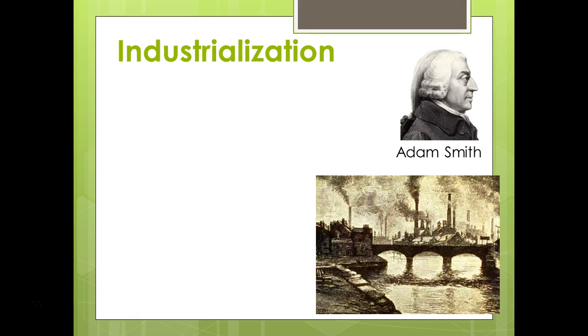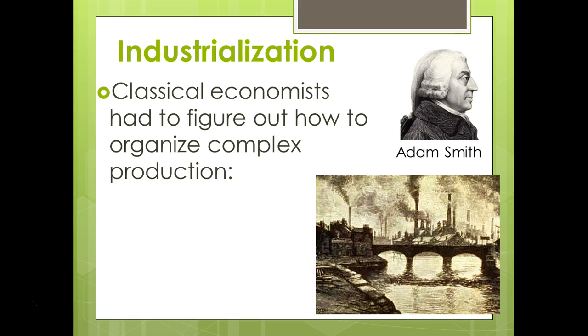Industrialization is the crisis that classical economics had to deal with. Industrialization in the 1600s and 1700s and 1800s, when we invented mechanized labor and specialization, and a lot of people moved to cities and we started producing things, steam engine, things like that. And classical economists had to figure out how to organize all this production.